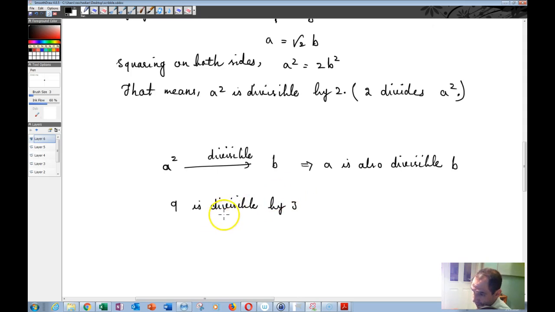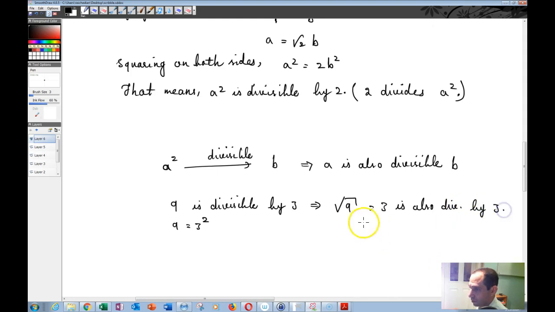Okay, and of course you know that 9 is equal to 3 squared. So if 9 is divisible by 3, then what that means is that the square root of 9, which is equal to 3, is also divisible by 3, meaning that if you take 3 and divide it by 3, it's going to give you 1, remainder 0. So that's basically this whole theorem.